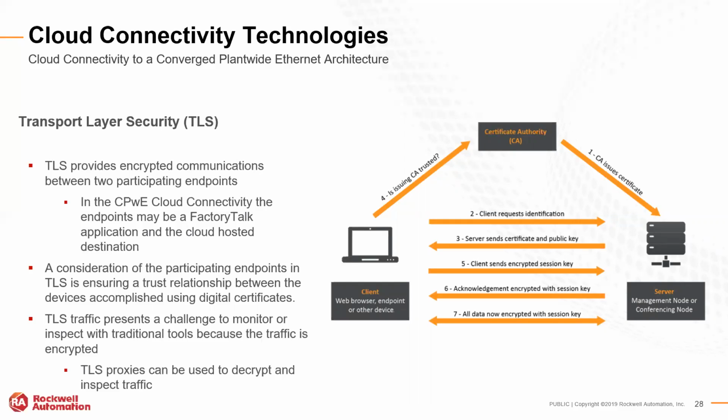So the diagram over on the right kind of shows how it works. Essentially, the client computer would be your Asset Center or your CloudFlash reaching out to check lifecycles or get revisions. So the first thing it's going to do is request identification.